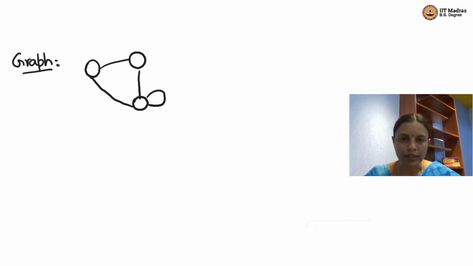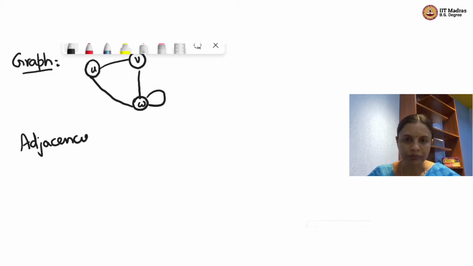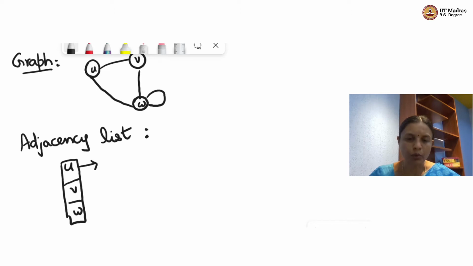So let's say these are the vertices. Let's label them U, V, and W. So how does the adjacency list for this look like? It's an array of lists. So there is going to be a list corresponding to U in this array. There is going to be a list corresponding to V. There is going to be a list corresponding to W. And what is that list going to contain? For U, what are all the vertices that are adjacent to U? So for U, vertex V is adjacent to U, vertex W is adjacent to U. So this is the list that this is going to contain.